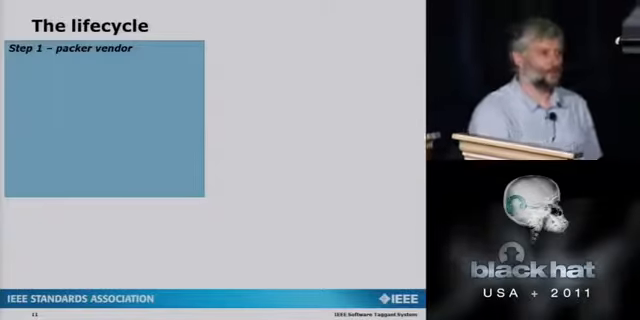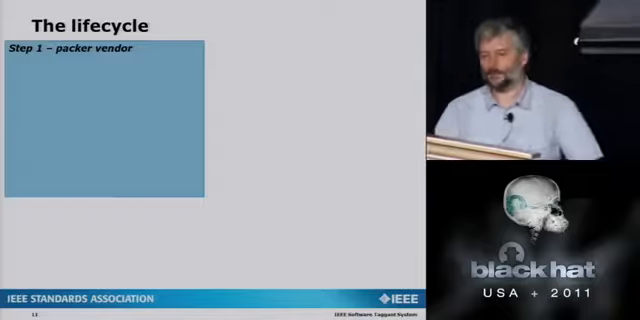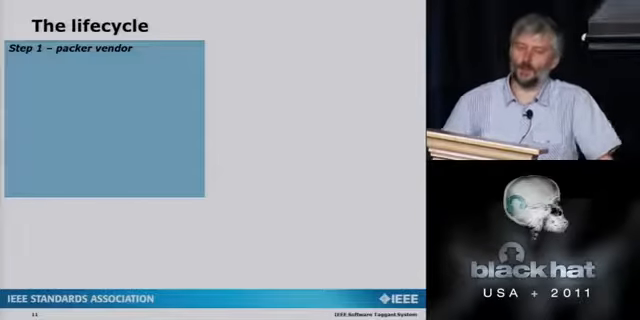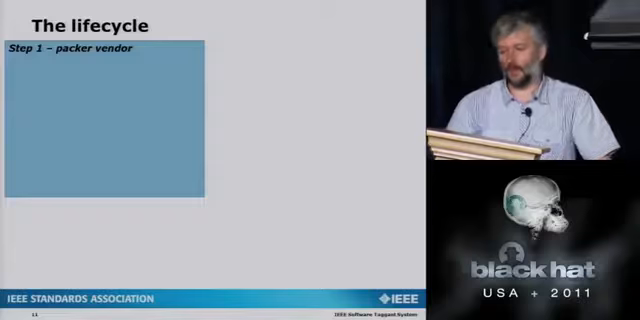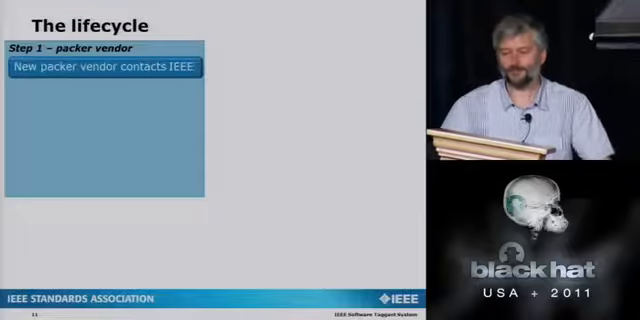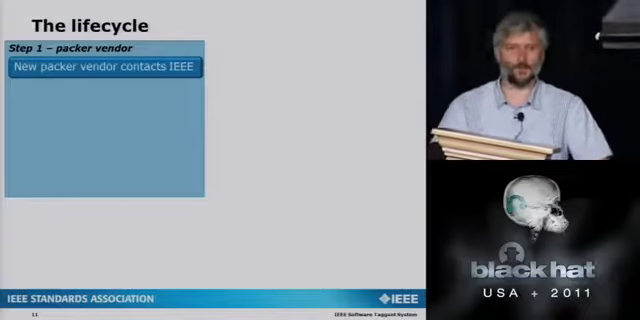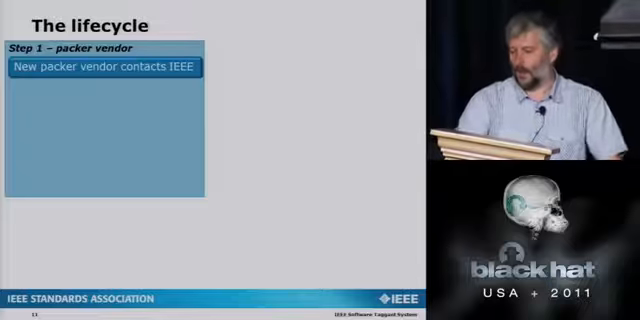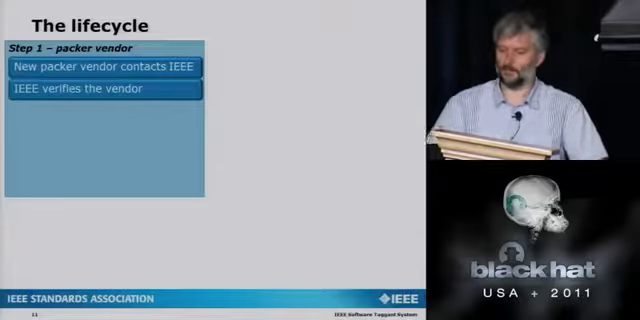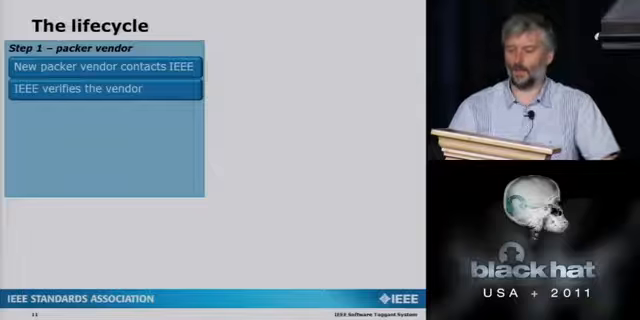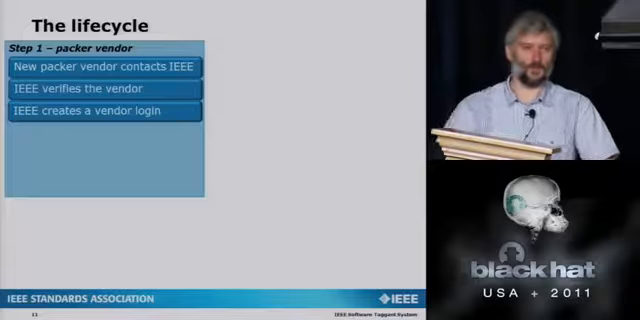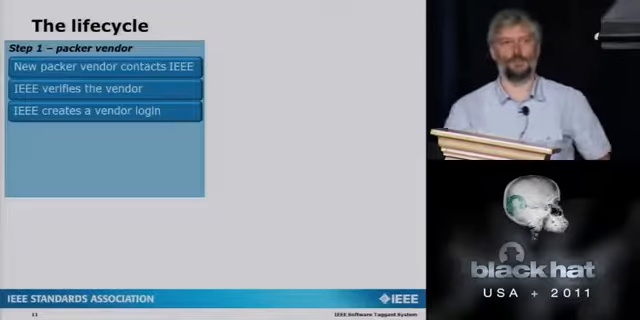Okay, let me run you through the entire life cycle of how the system would work. Let's start with the source of the problem. To put it harshly on the Packer vendors, we are trying to solve the problem of packed malware. So the first step for a Packer vendor is to approach IEEE and ask for a license for a vendor. Then, after appropriate checks are made, and we establish that it's not basically a malware development outfit, we issue a vendor login, a URL for that specific vendor to always come to and manage his users.